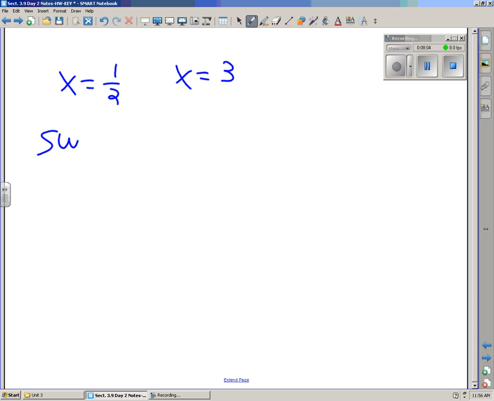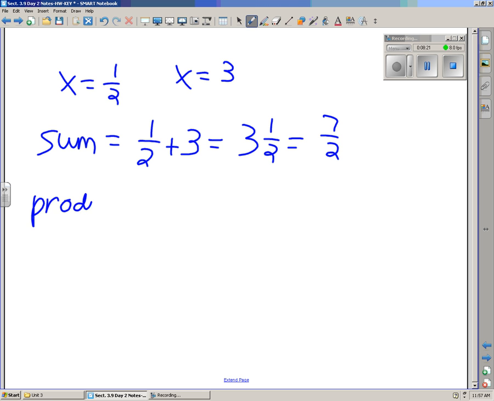So the sum of these guys means I have to take 1/2 plus 3. Well, that is 3 1/2. 3 1/2 is the same as 7/2, right? 3 times 2 plus 1. Okay. If I now take the product and I do 1/2 times 3, it's really 3 over 1. Top times top is 3, bottom times bottom is 2.